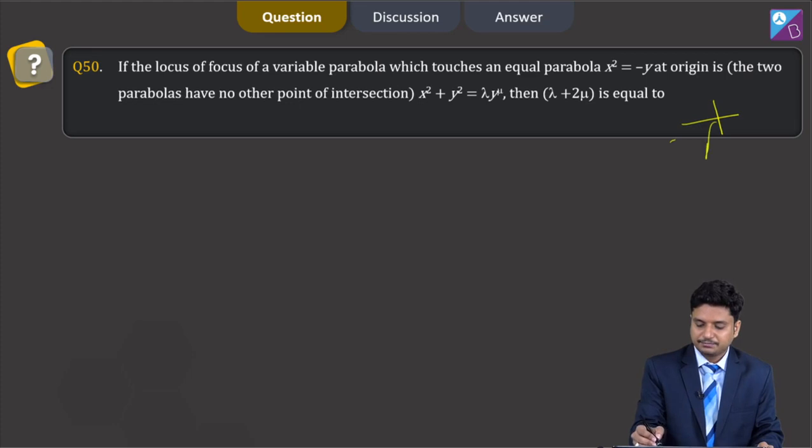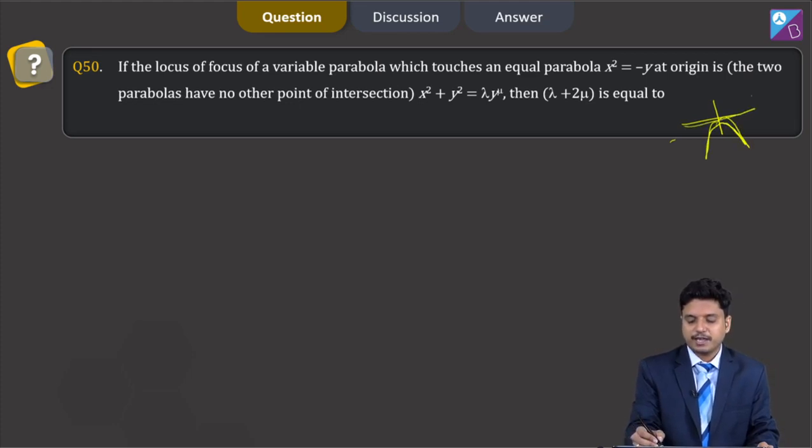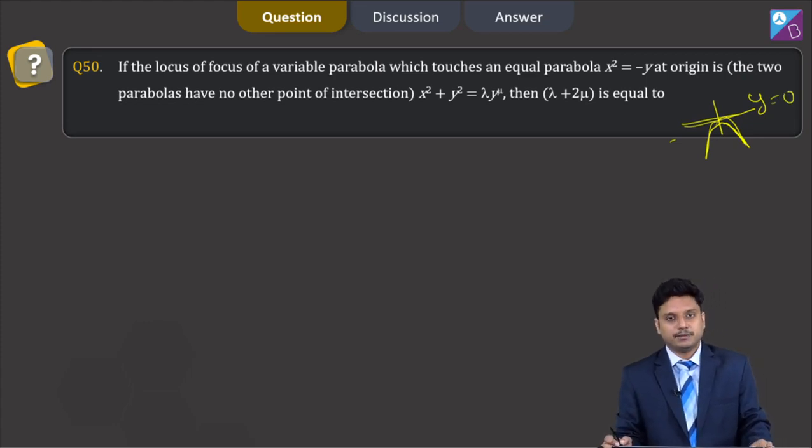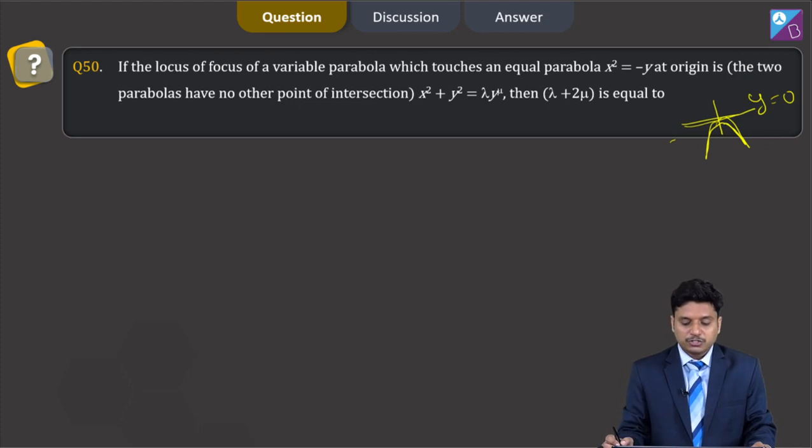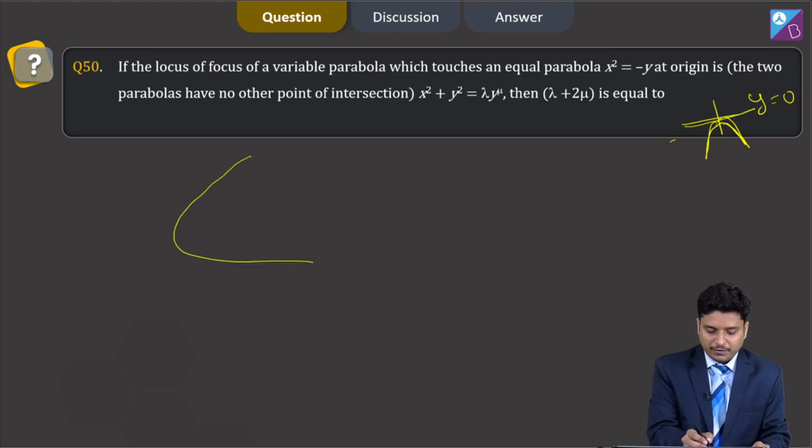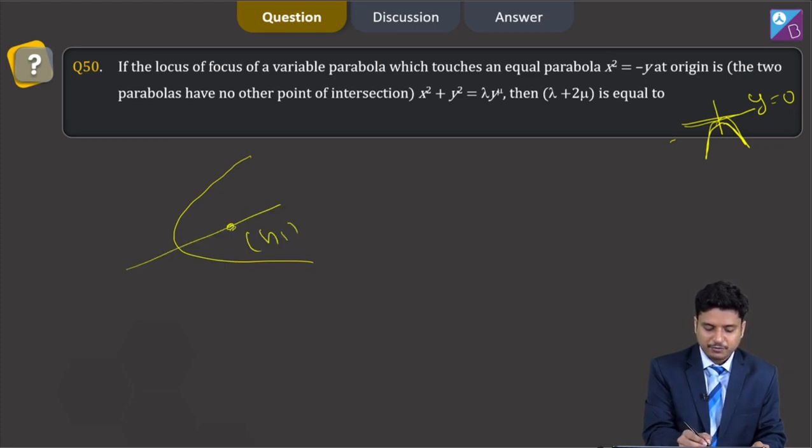What is that diagram? For x square equal to minus y, this will be this parabola x square equal to minus y, and at origin the tangent will be y equal to 0. So this y equal to 0 is working as a common tangent for these two parabolas. So suppose our required parabola is like this, and its focus is h comma k. We have to find the locus of this focus h comma k.